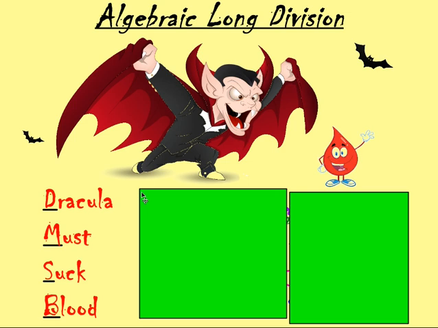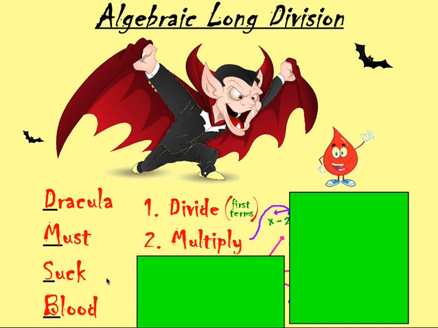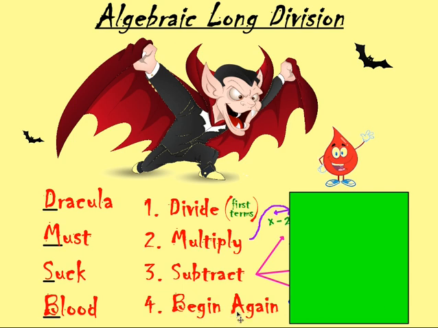And what do you remember when you think of algebraic long division? Well, you think Dracula must suck blood. If you remember that, you'll remember how to do algebraic long division very, very easily. D for Dracula. D also stands for divide. M in maths stands for multiply. S stands for subtract. And B stands for begin again. Yes, a bit rubbish that one, but it stands for begin again. So Dracula must suck blood: divide, multiply, subtract, begin again.